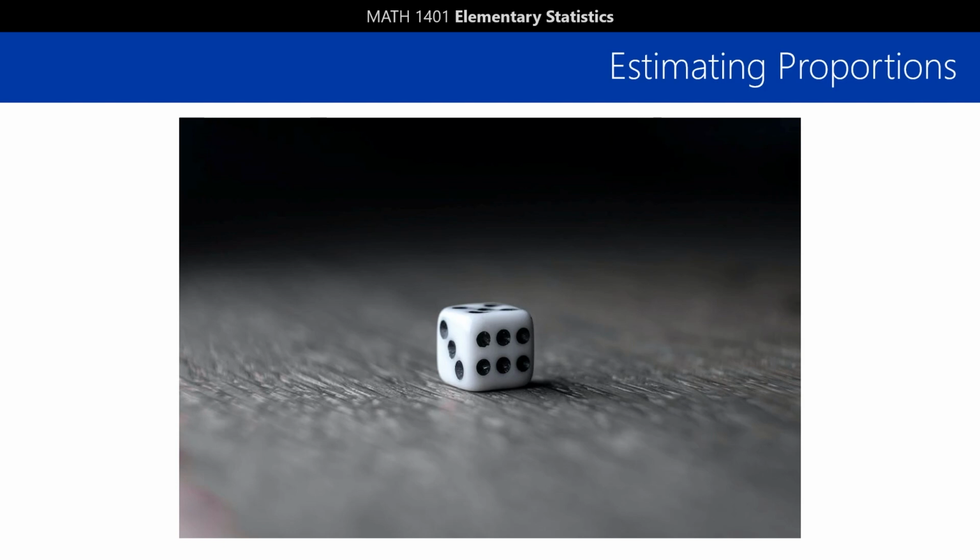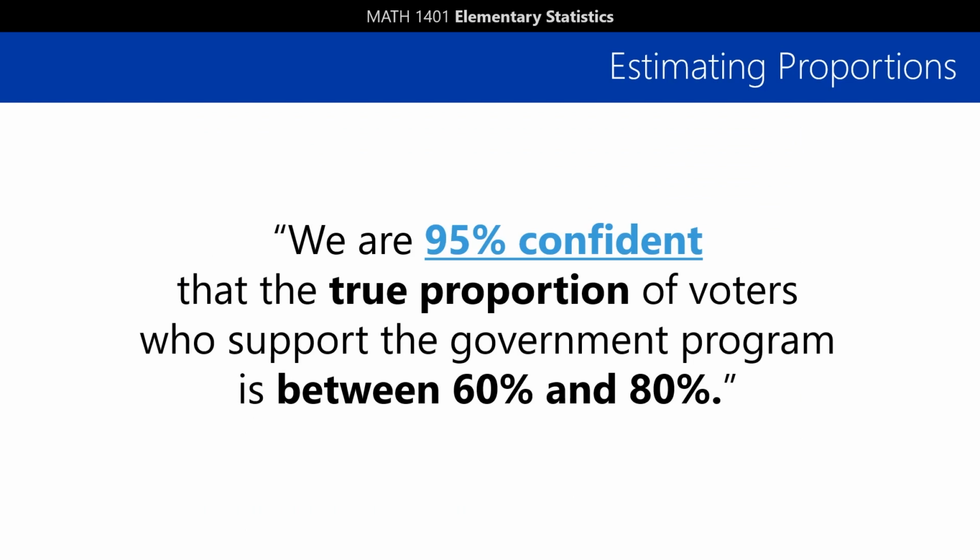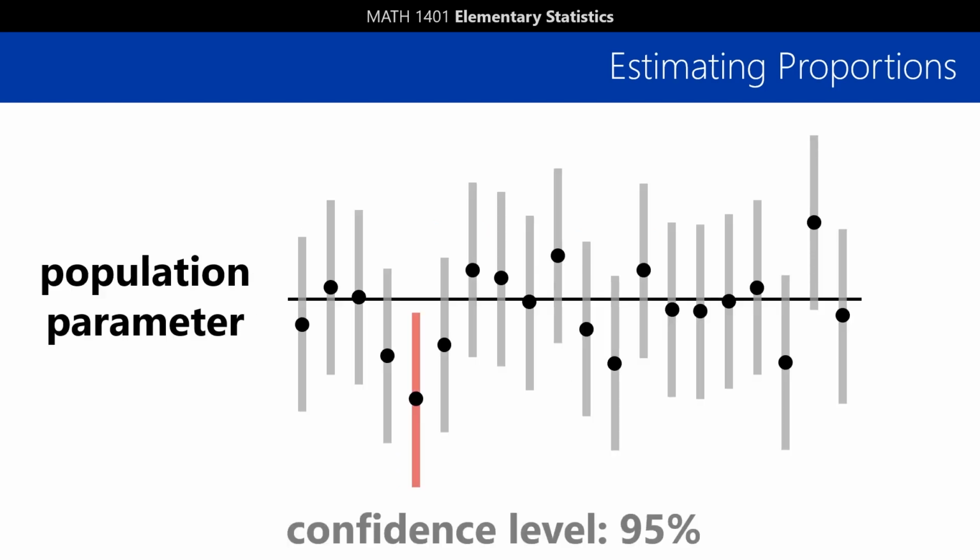The correct way to phrase things is to say that we're 95% confident that the true proportion of voters who support the government program is between 60% and 80%. This may sound like just semantics, but there's a key difference here. When we say we're 95% confident, what we're saying is that if we were to repeatedly do this kind of poll, asking 80 people each time, then we'd manage to capture the true population proportion 95% of the time. So remember to be careful to talk about not probability, but confidence.